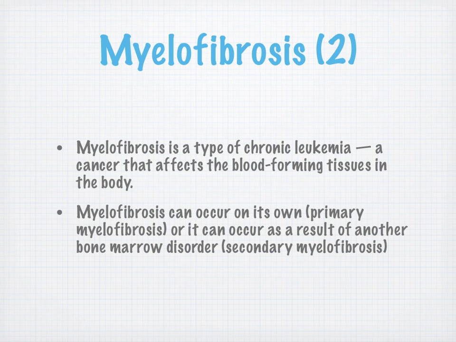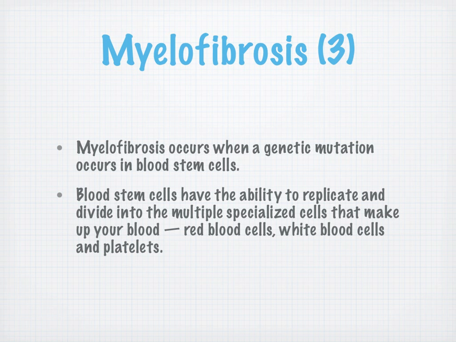So myelofibrosis can occur on its own, which is primary myelofibrosis, or it can occur as a result of other bone marrow disorders, and that's going to be secondary myelofibrosis. Myelofibrosis occurs when a genetic mutation occurs in the blood stem cells. Blood stem cells have the ability to replicate and divide into the multiple specialized cells that make up your blood. We know this. We've seen this. We can have red blood cells, we can have white blood cells, and we can have platelets. So something goes wrong.